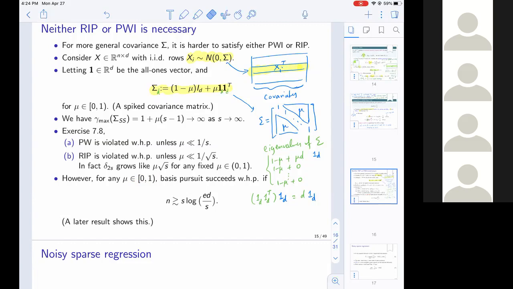And you can show that the restricted null space property holds. So this implies that with high probability the basis pursuit succeeds. So the sample complexity that you need is this, and this is sort of optimal. You can't do better than this. You can prove that more or less this is the order of sample complexity needed for the sparse recovery problem.